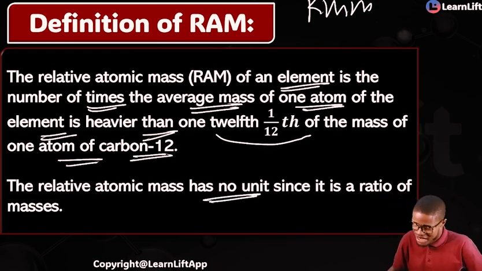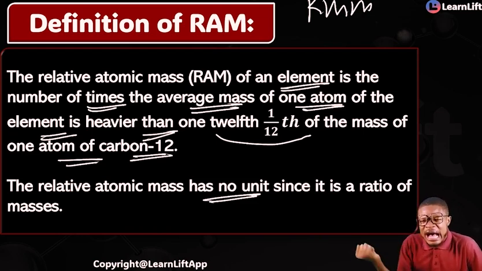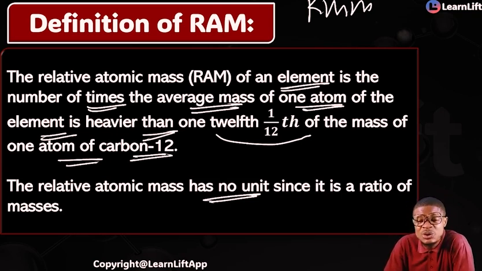What is the unit for relative atomic mass? It has no unit. What is the relative atomic mass for an element? It has no unit. Relative atomic mass has no unit. Why? Because it is the ratio of masses.